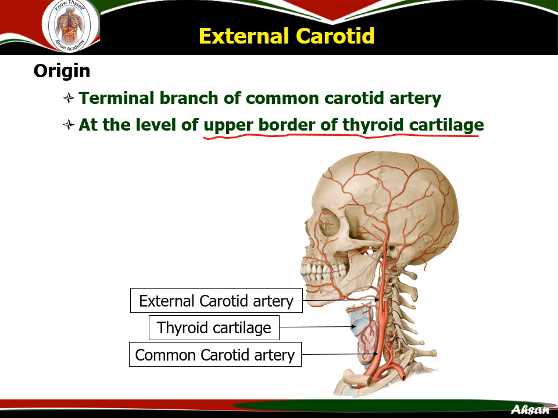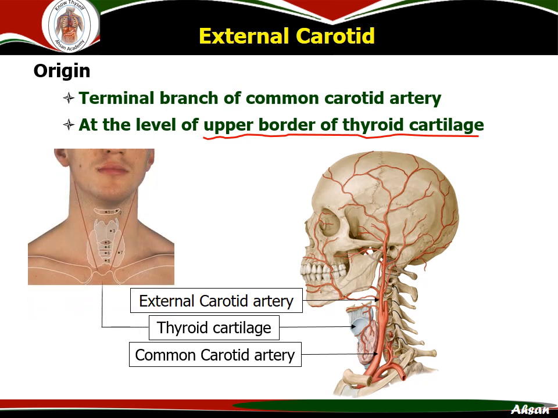So upper border is an important landmark which will tell you the termination of the common carotid, origin of the external carotid, and origin of the internal carotid. We can mark this on the surface. We can mark the position of the thyroid cartilage, and also we can draw the artery on the surface.